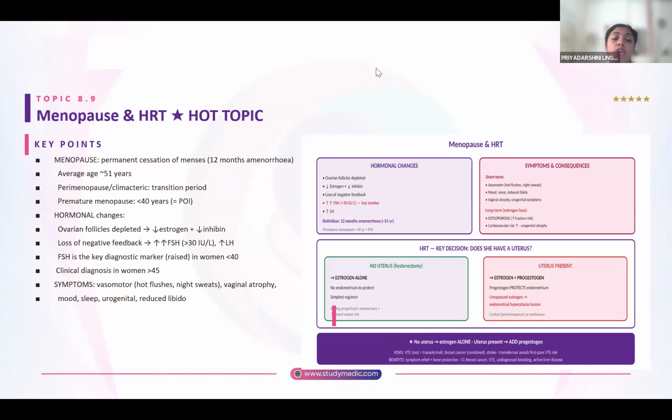Now, what happens to the woman who has a uterus? You have to put her on combined estrogen and progesterone. So generally, you can put the woman on cyclical or continuous use of these drugs.